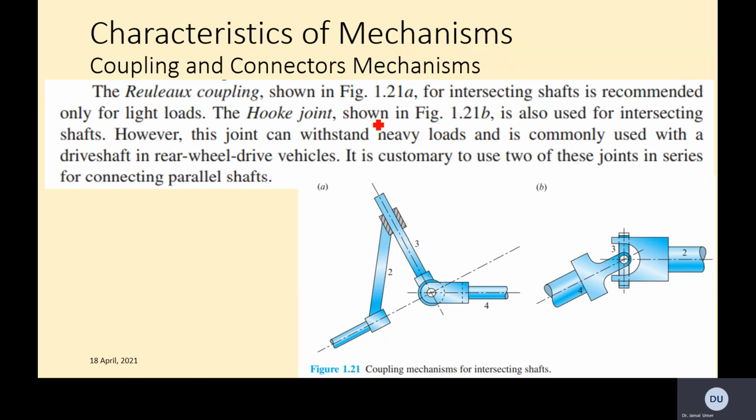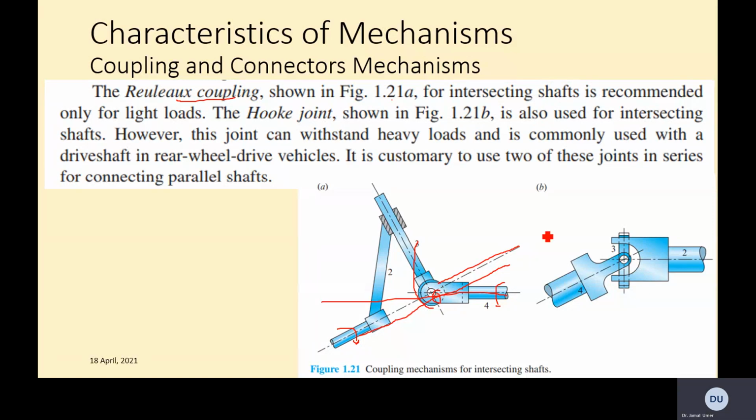This is a further classification for coupling. So the Hooke's coupling shown in figure 1.1a is one of the couplings. You see, this is one shaft rotating this way, and this is another shaft rotating this way. Of course this coupling then makes rotation along this axis as well. So this is another example for intersecting. You see, this is one of the shafts going through this one, and this is another shaft. They are intersecting at a certain point, and that's why they are called intersecting shafts.